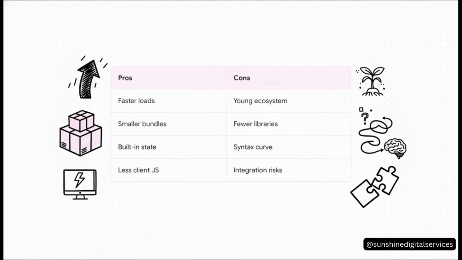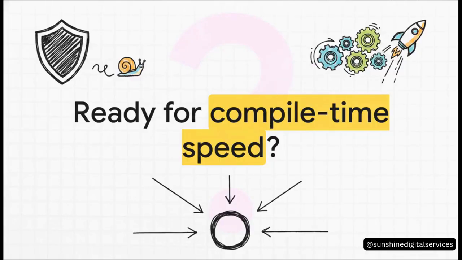These are very real risks of adopting a younger ecosystem, and engineering managers absolutely must weigh them carefully. Which leaves us with the ultimate question: is your team ready to trade the runtime safety net for compile time speed? Svelte offers an incredibly compelling, highly efficient architectural shift for modern web apps. The performance gains, they are undeniable.